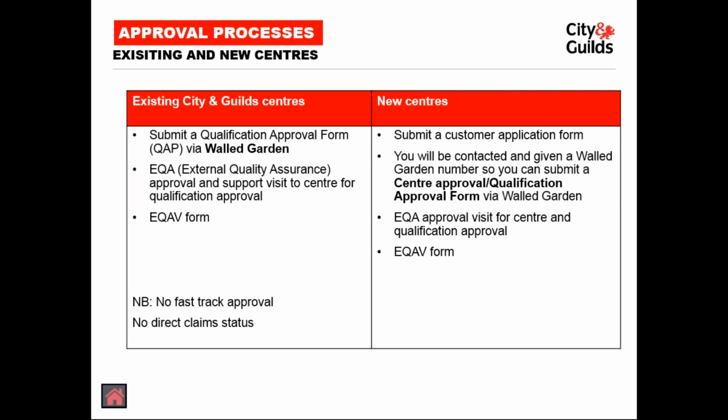An EQA visit will be arranged and carried out at your centre, and again you will have an EQAV form which will highlight any actions that you need to take. Have a look at our resource checklist under the relevant technical awards. That will help you with looking at the resources that you need at your centre to be able to deliver the qualification. The cost of submitting a centre approval qualification approval form for new centres is £2,500. If you haven't got a minimum of 100 students, please get in touch and we will talk you through your plans to see how we can help.